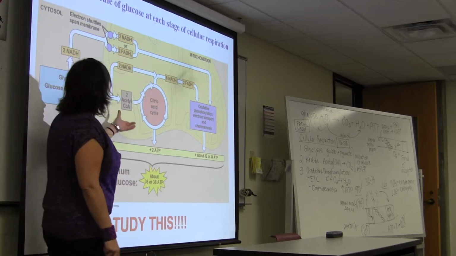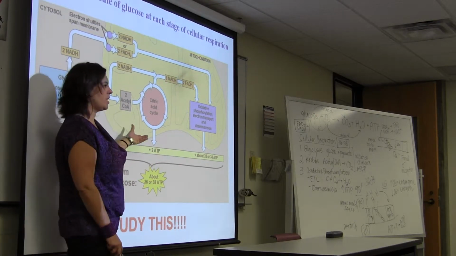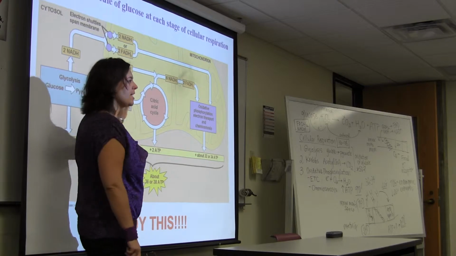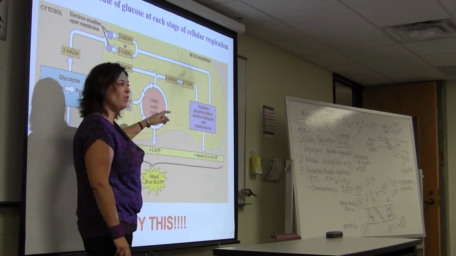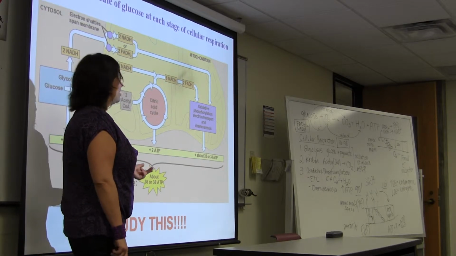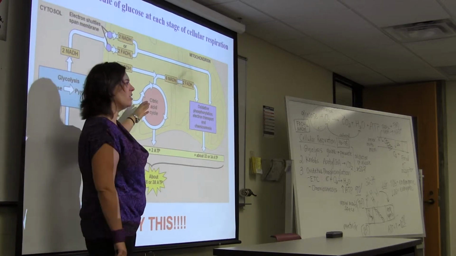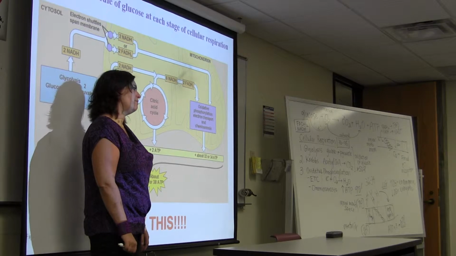So we've completed glycolysis and the Krebs cycle. So we've completed the breakdown of glucose. We've stripped all these electrons away from them and we've given them to our NADs and our FADs. That's all that's happening in glycolysis and the Krebs cycle.